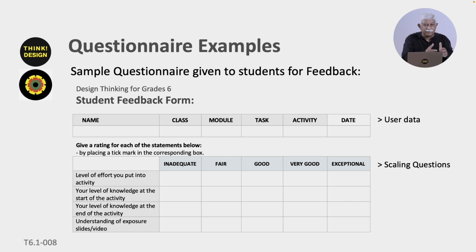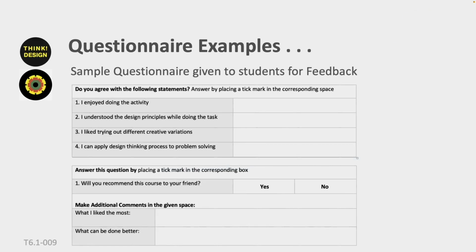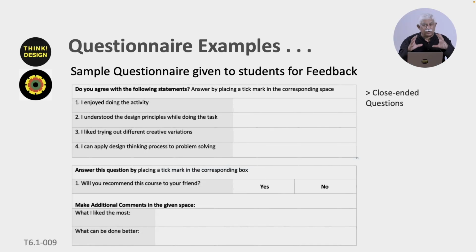So, for different activities you can put a tick mark where you think is the right place to put. So, this is a rating scale question. We also saw a close-ended question. It's a structured questionnaire where there are 4 questions that you are asking answers to. You can put a tick mark if you agree with that, or you don't put a tick mark.